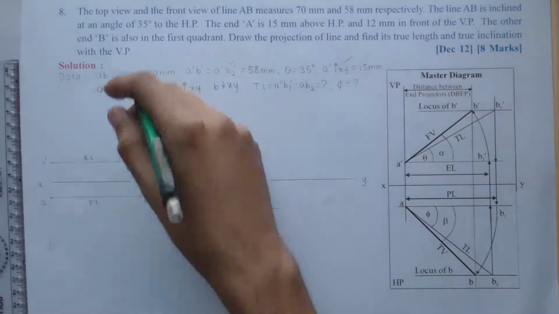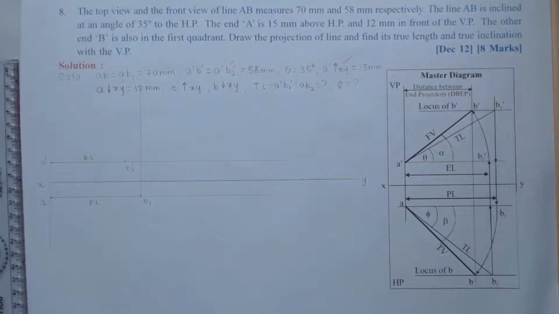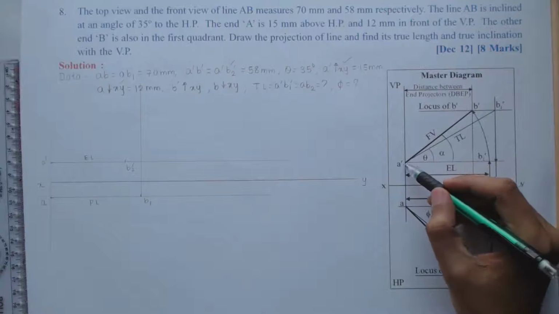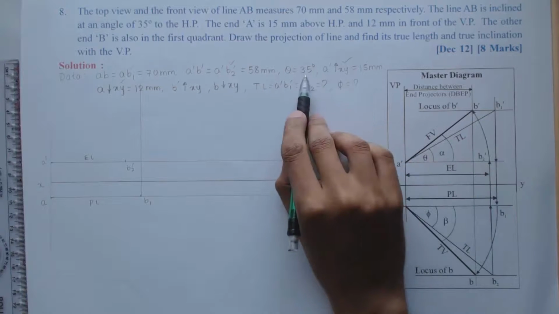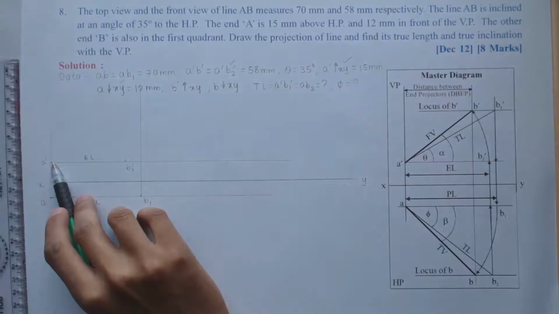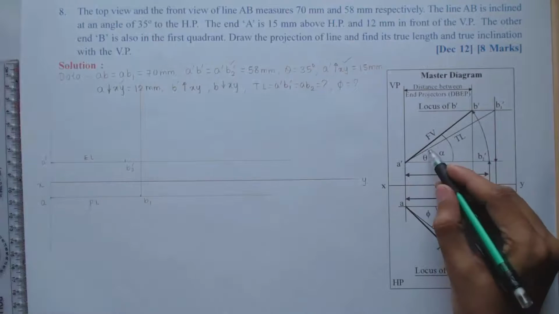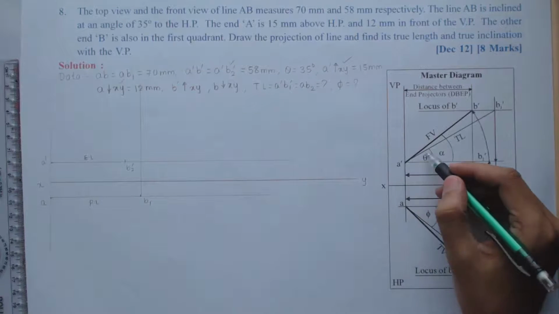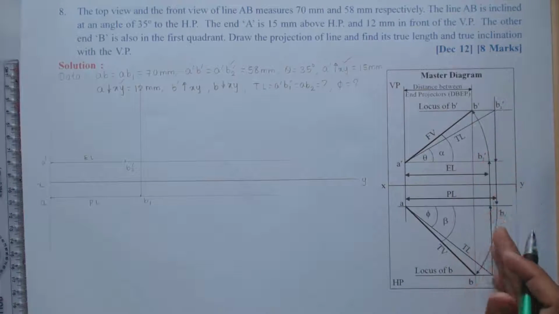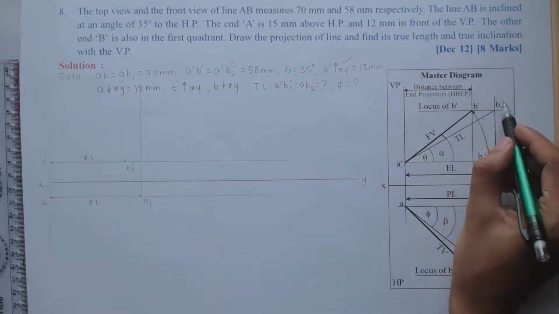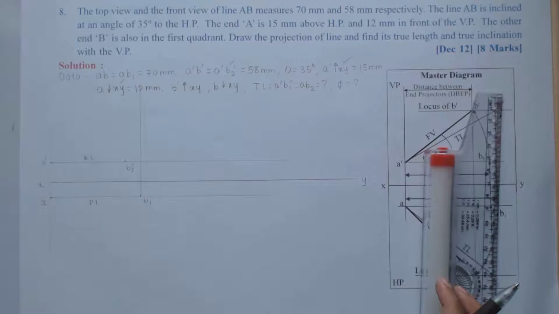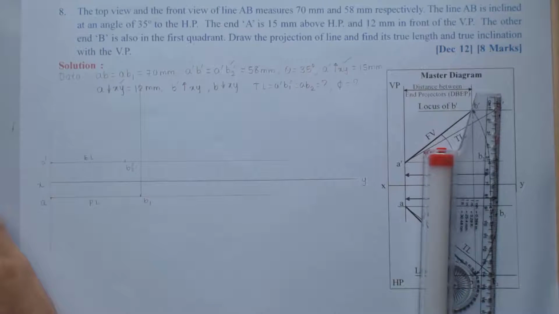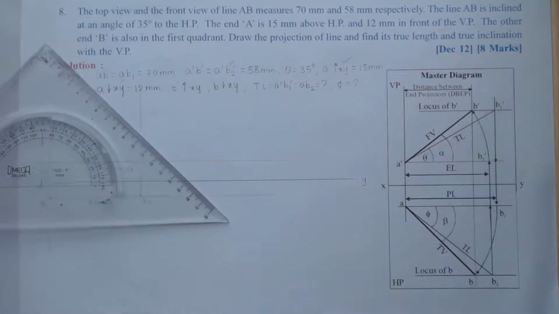Okay. On this line only I'm going to get B1 dash. Now we don't know the true length A dash B1 dash, but we know the angle theta, which is given as 35 degree. So with A dash, I can mark an angle of 35 degree, and where that line of 35 degree cuts this vertical projector from B1, there I'll get point B1 dash. So using the angle, we are marking the true length, which is A dash B1 dash.